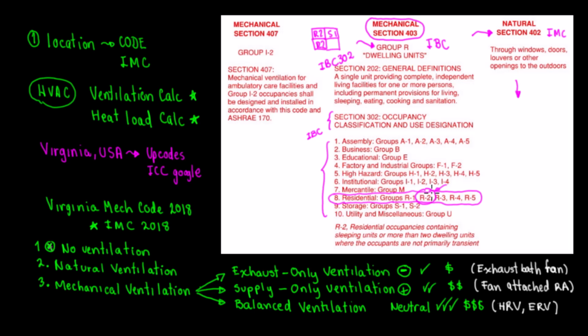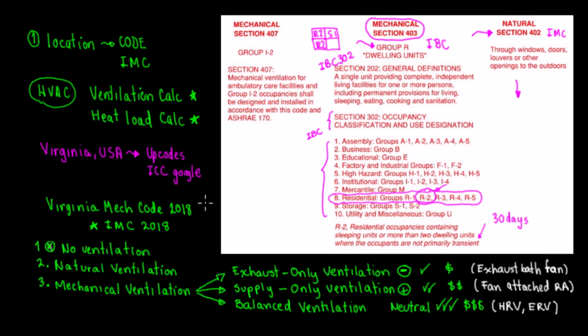So what is R2? By the definition, it says residential occupancies containing sleeping units or more than two dwelling units where the occupants are not primarily transient. What is transient? Transient is actually when a person is there for about 30 days. So no more than 30 days.